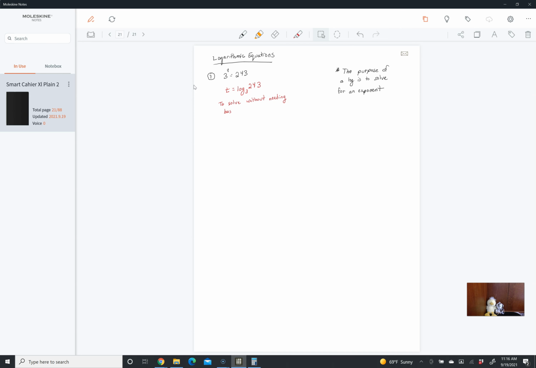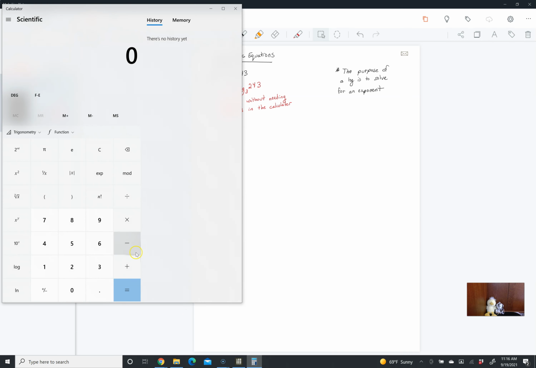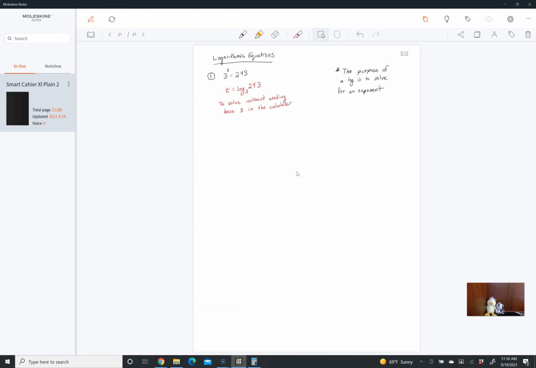So this is to solve without needing base 3 in our calculators, because if you look in your calculator, you're going to see that they have log and they have ln, but they don't have a place for you to specify what base for log. You can see even in this calculator here, here's the log, that's indicative of log base 10, not any other base.